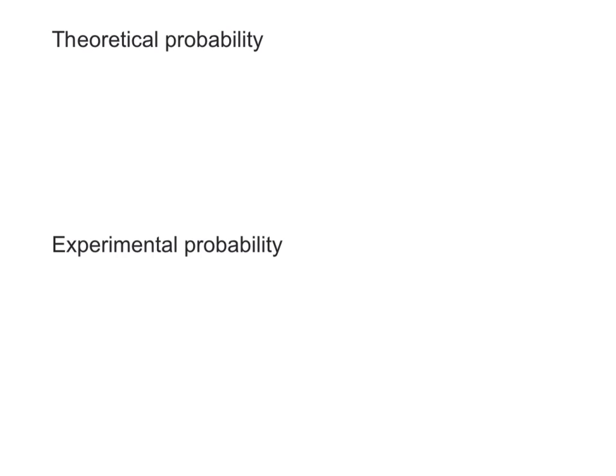In this lesson, we are going to learn about the difference between theoretical probability and experimental probability. Theoretical probability is what we think should happen in a certain situation. So I'm going to write down what we think will happen.